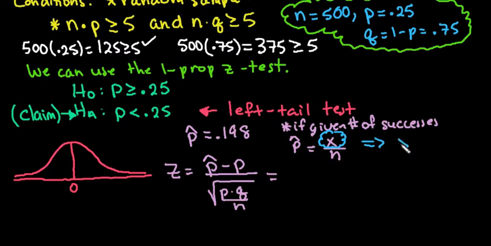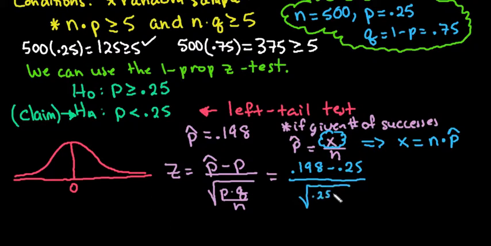So to do that, all I would do is multiply both sides by n. So we would do n times p hat, and you can just do this in your calculator in order to find x. I will talk about that when I get into the calculator. So let's go ahead and plug in our information. So p hat is 0.198 minus 0.25, and then we would divide this by the square root of 0.25 times 0.75 over 500. So instead of having to plug this into your calculator, what we can do is run the one proportion z test, and it will give us the approximation for z.